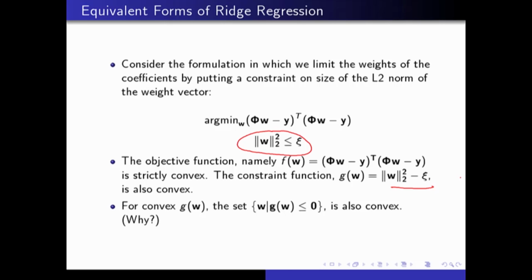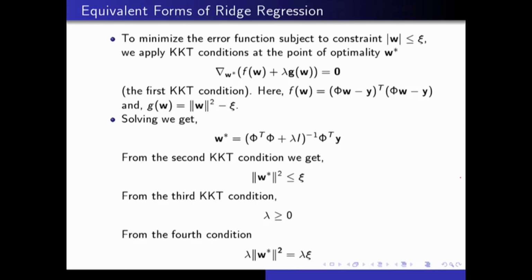The objective function is strictly convex, so we could actually make use of the KKT conditions as necessary and sufficient conditions. That's what we do next. So we apply the KKT condition. The first thing is to consider the Lagrange function and the gradient of the Lagrange function in terms of W and lambda.